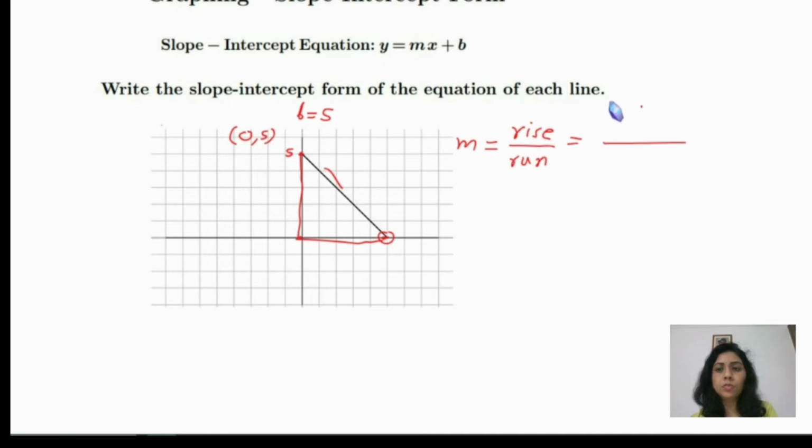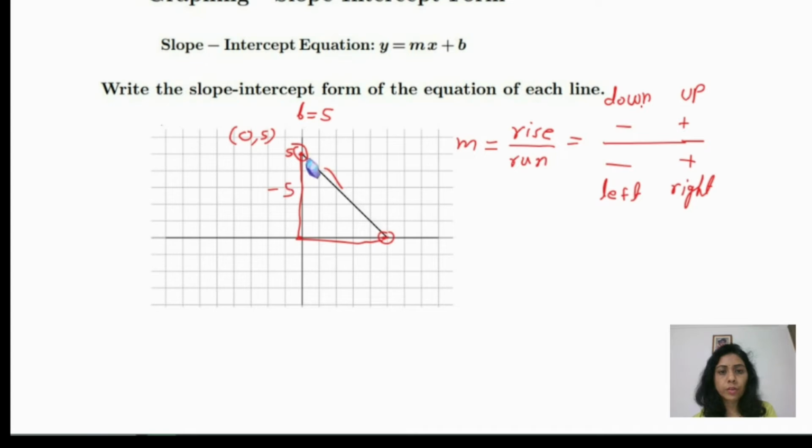So if you go down, it means minus. If you go up, it means positive. If you go left, it means negative. If you go right, it means positive. Okay. So from this point, you are going down, it means minus.